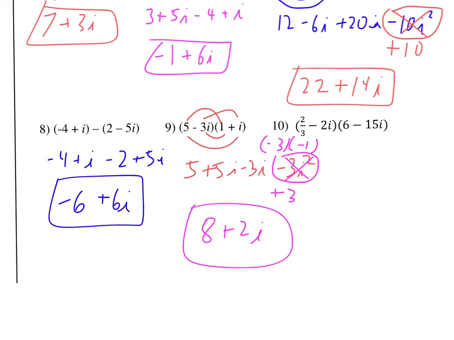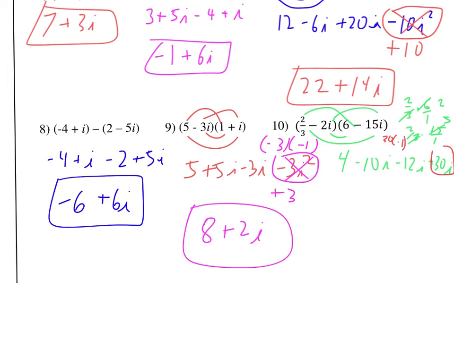All right, and then one more FOIL here. So I have 2/3 times 6. We can show our work here. 2/3 times 6/1. That'll turn into a 2, so 2 times 2 would be 4. All right, outer times outer, so 2/3 times 15/1. That would turn into a 5 on top, so that would be negative 10i. Inner times inner is a negative 12i, and then last times last would be positive 30i squared. So that positive 30i squared would really be 30 times negative 1, which would be a negative 30. So 4 minus 30 is negative 26, and then negative 10 minus 12 is negative 22i.